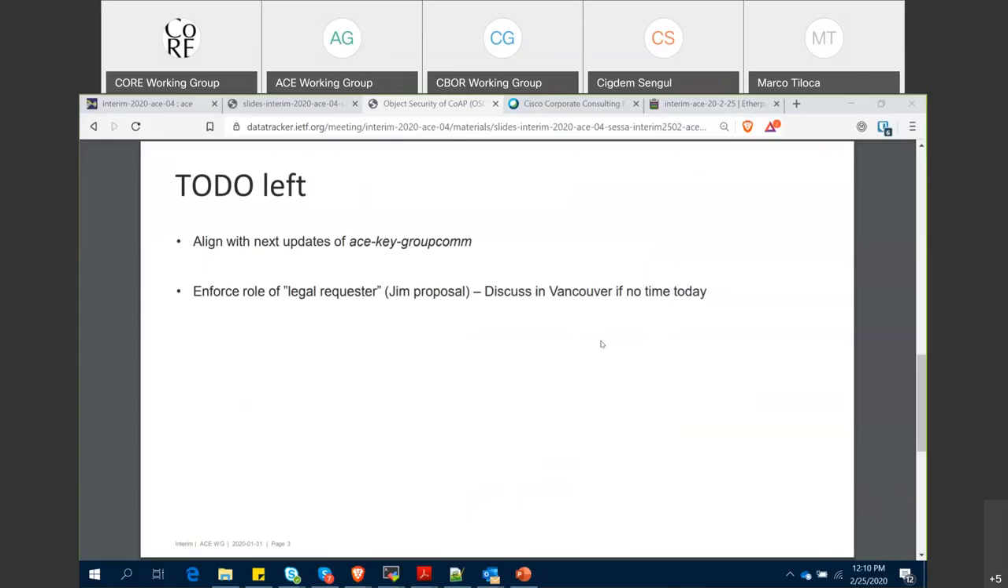We had some exchange last month after the interim in the mailing list. This probably needs more discussion because I'm curious to understand who determines that a node is a legal requester and should be advertised as such. And if that one is not the group manager, how can the group manager verify this before starting to enforce this claim in the group? And finally, practically, how can the group manager signal this information in a public key?